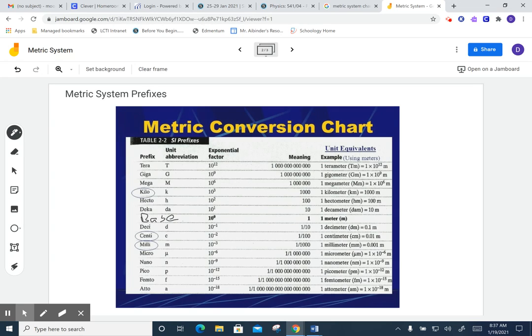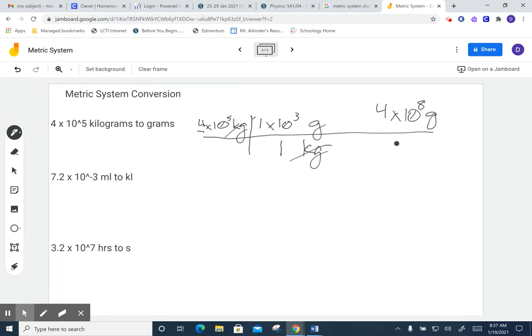Okay, so let's go back and let's look at this problem. Let's write it out.